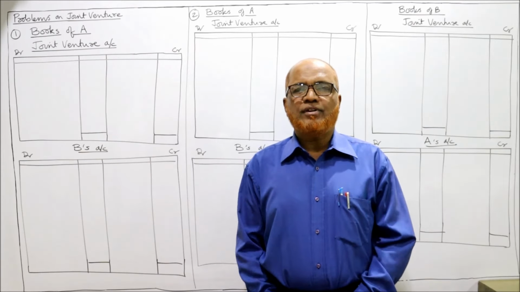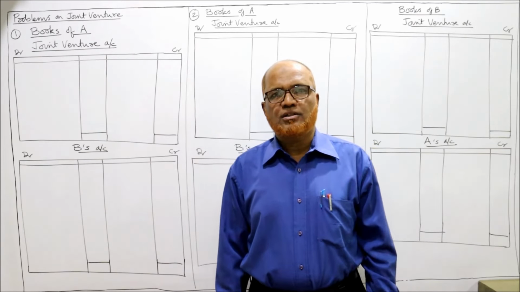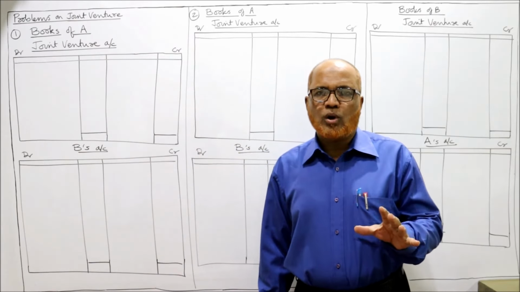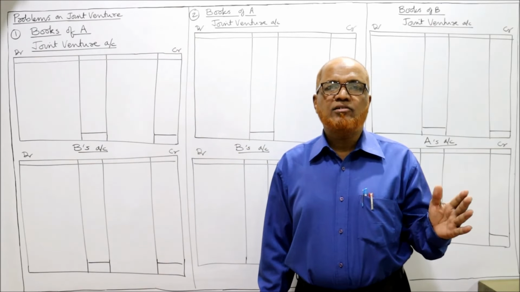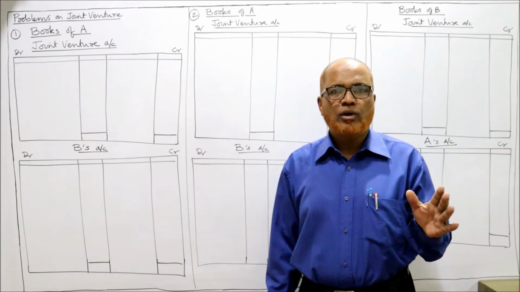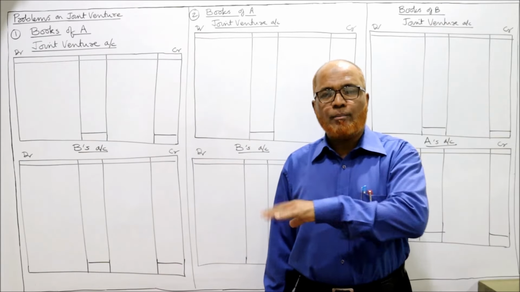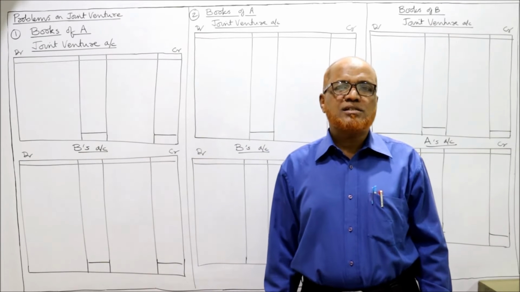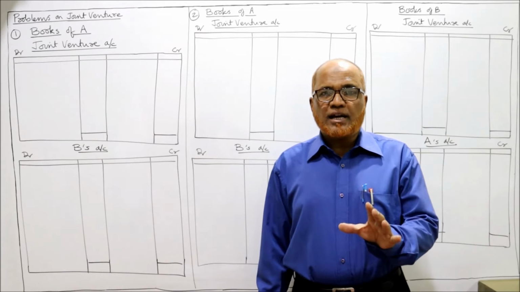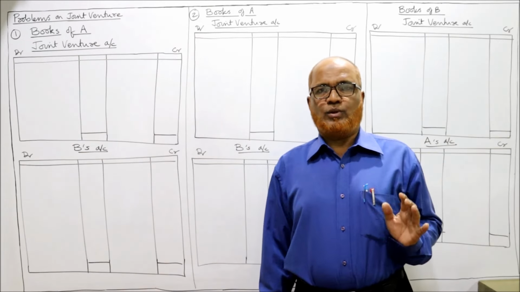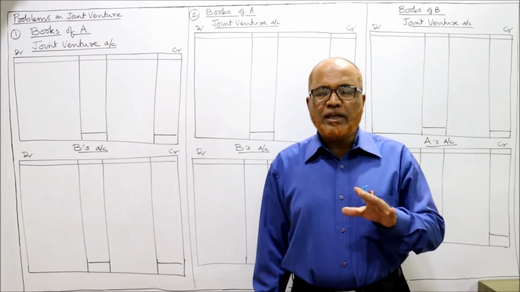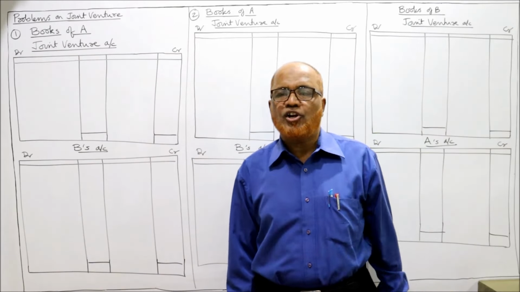In the previous video we discussed the theory of joint venture. If you have not watched the theory, please go back to the introduction to joint venture video, watch the complete video, then come back to the problem. Otherwise you will not be able to understand the problem. Understanding the problem depends on understanding the theory. That's so simple. In the theory I explained the journal entries to be passed in the books of co-venturers.